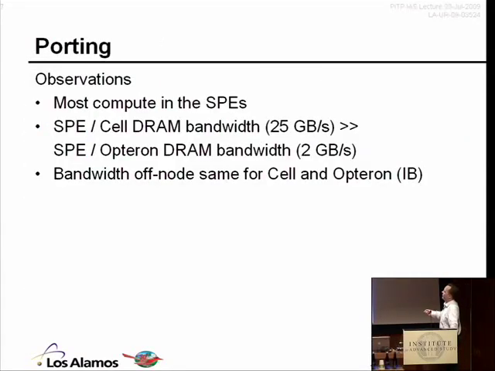Now again, and I already pointed this out on the Triblade slide, when you're porting, most of the compute resides on these SPE cores. And the bandwidth between the SPE and Cell DRAM is over an order of magnitude greater than that between the SPE and the Opteron DRAM. But to get data between nodes, it's the same. Here you're limited by your InfiniBand networking card.